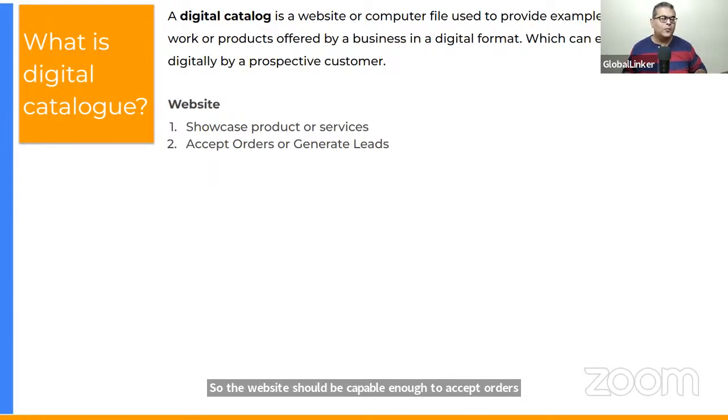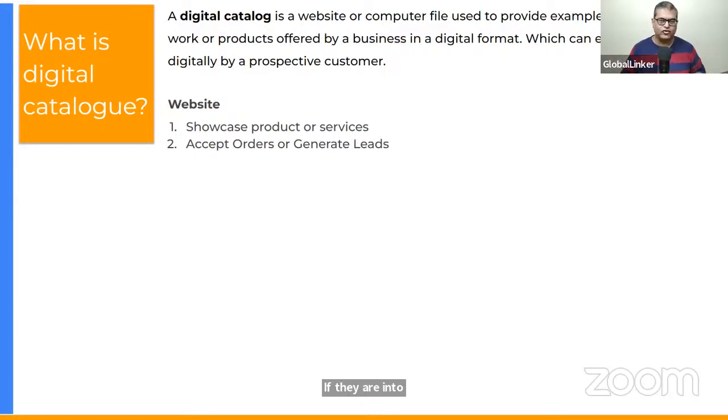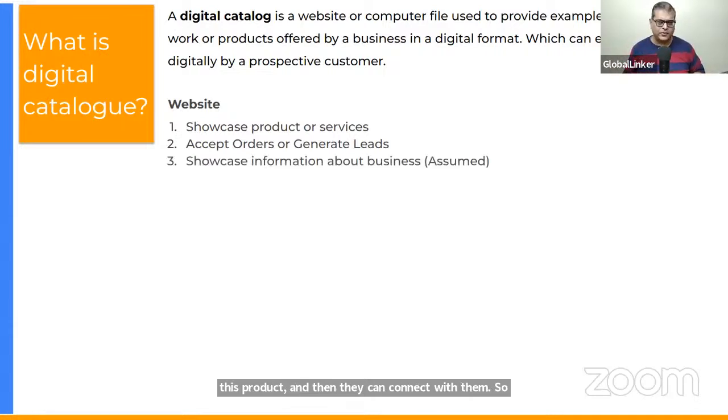So if there is a prospective customer that comes across the website and they are interested to do business with the company that has that website, they should be able to either place an order, if they are into online selling, or send them a lead or an inquiry saying, hey, we are interested to buy this product, and then they can connect with them. So this is the second capability. The third one is something that we are assuming should be there on every website, that it should also be showcasing information about that business, and that's why I've written "assumed" there. Right, so these are the three capabilities.